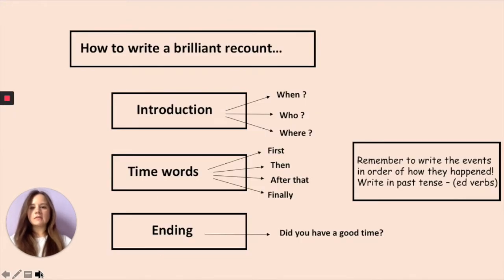Now what do we need to write a brilliant recount? Remember, we need an introduction sentence to tell us when we did our activity, who we were with and where we went. We need our time words or time connectives like first, then, after that, finally, and we need to have an ending sentence to sum up what we did and tell the reader if we had a good time. Remember to write your events in the order of how they happened. And you need to write in the past tense because we are talking about something that has happened before. So that means that we need our ed verbs.